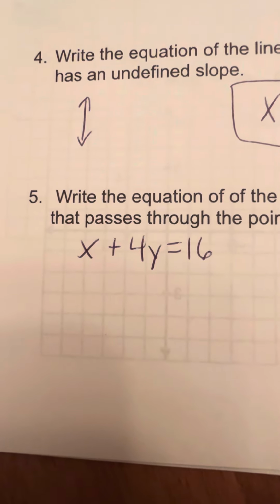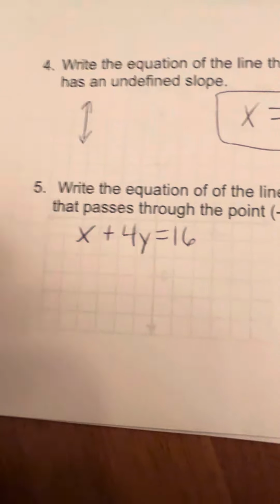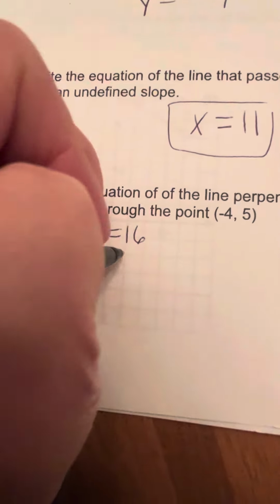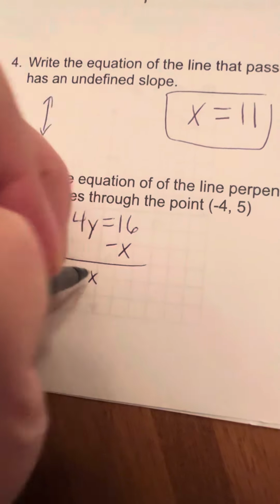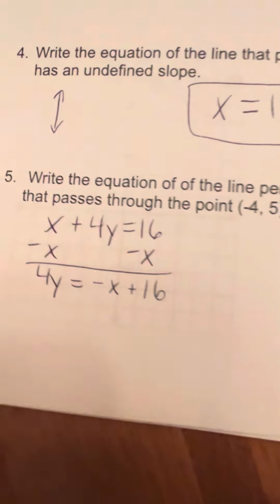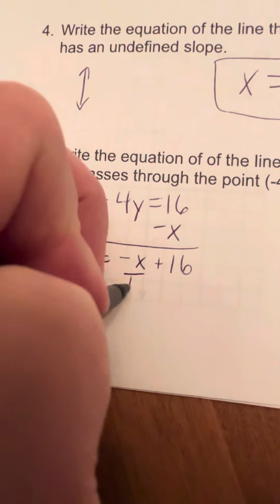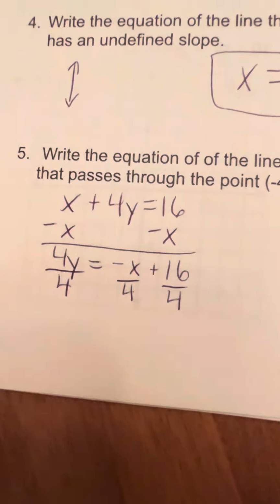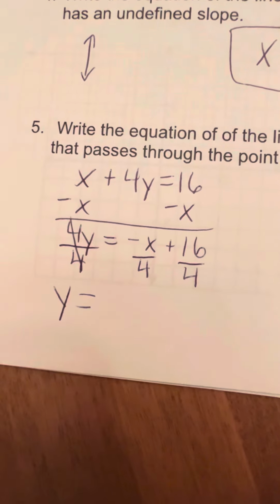In order for us to know a perpendicular line, we need to know what we're starting with for a slope to begin with. So I'm going to move that x over to the other side, leaving me with 4y is equal to negative x plus 16. And we can't just leave a y like that. We have to divide both sides by that positive 4. And that's going to cancel these out, leaving me with just one y.